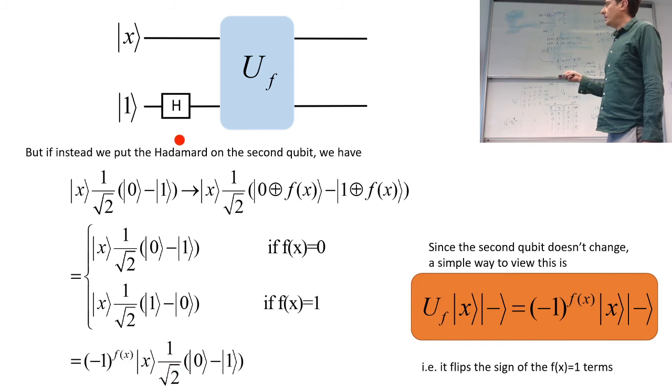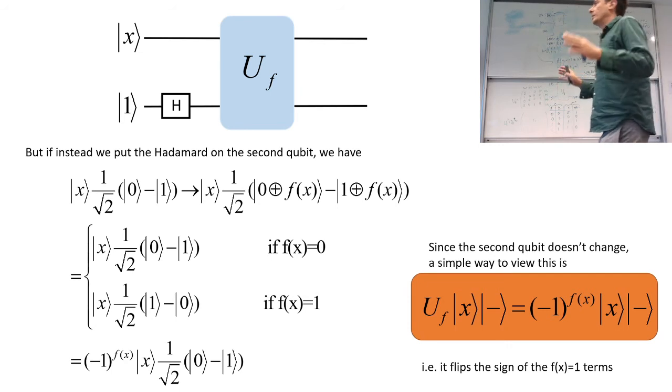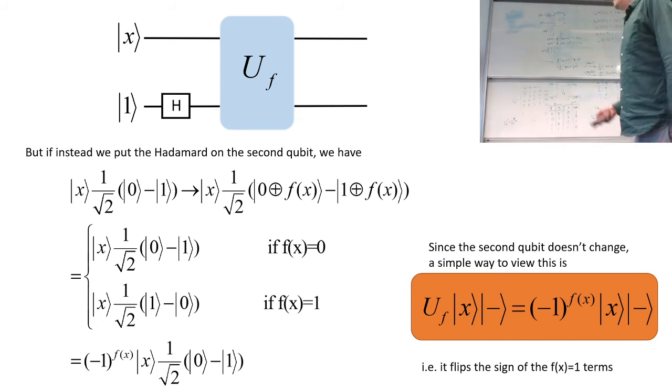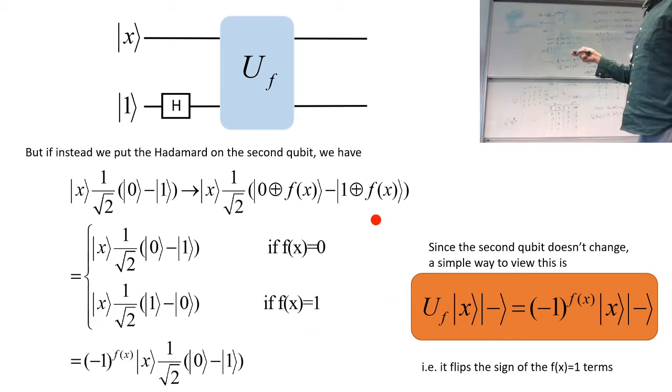And so essentially what all this does is that for the x's where f of x is 1, it puts a minus sign on it. So in a way the rule is, it's a long way to arrive at this point. But the rule is actually quite simple, which is that for the oracle with this particular input, what U eventually does is to just put a minus sign on all the x's where f of x is 1.